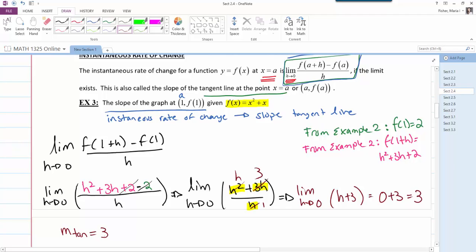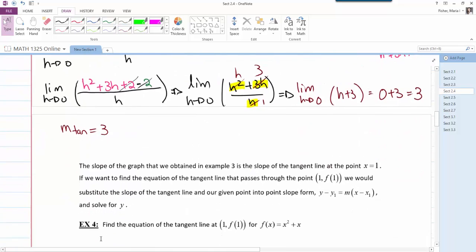So the slope of the graph at the point 1 comma f of 1 for f of x equals x squared plus 1 is equal to 3. So the slope of the graph we obtained in this example, again, is the slope of the tangent line at x equal 1. If we wanted to find the equation of the tangent line that passes through this point, we're going to use what's known as point slope form. And point slope form is y minus y1 is equal to m times x minus x1.